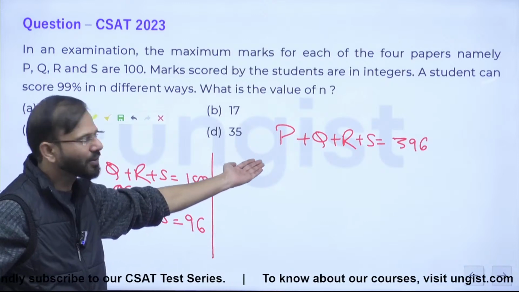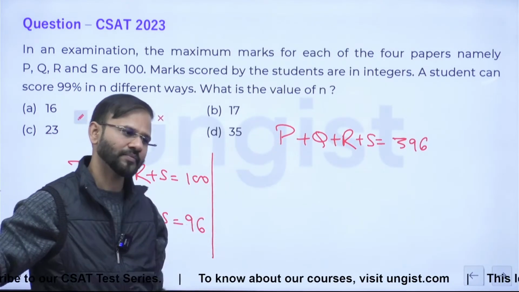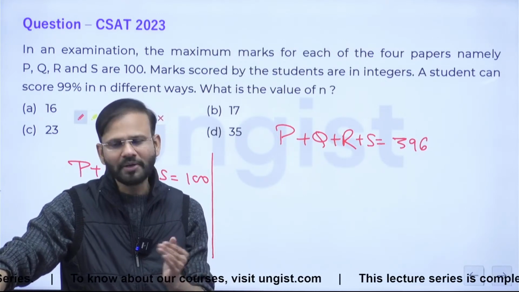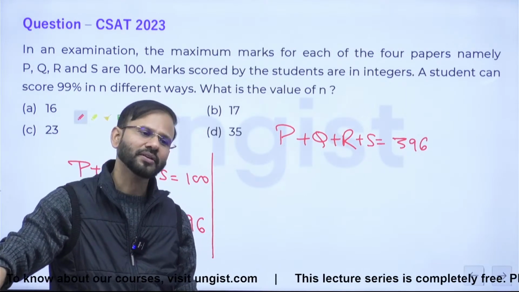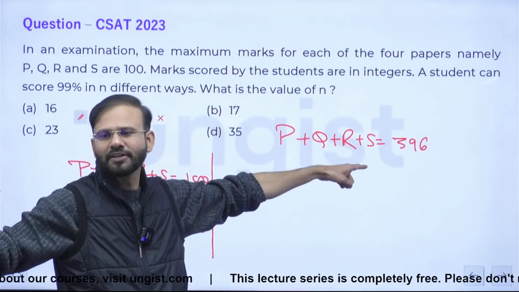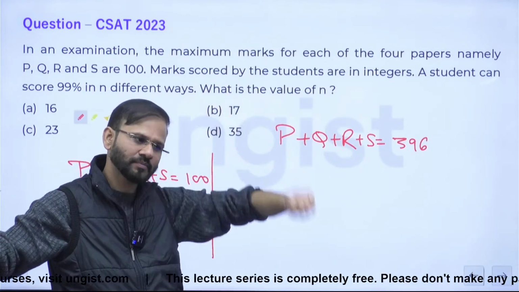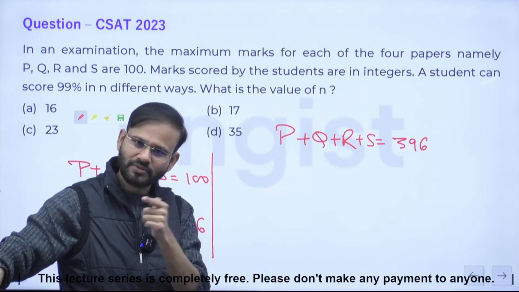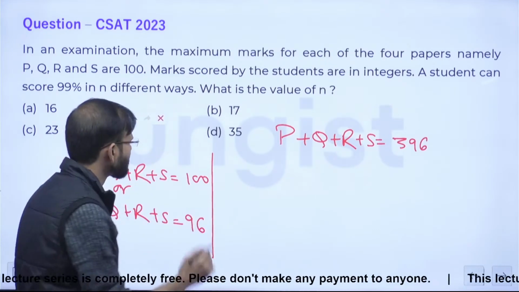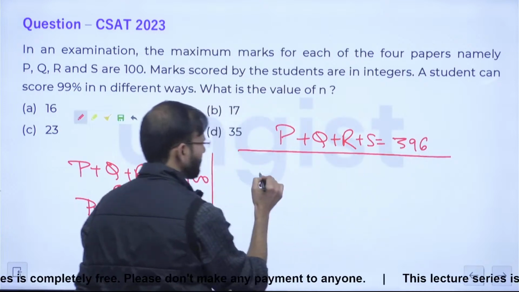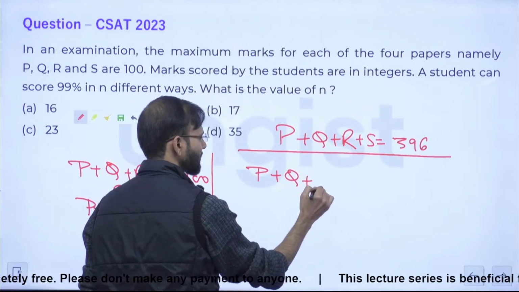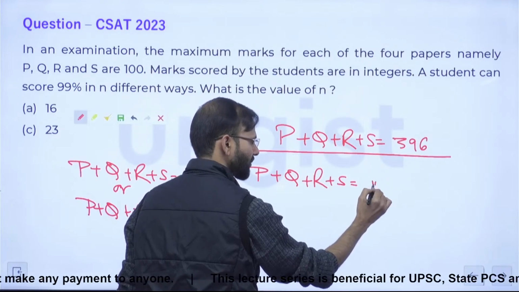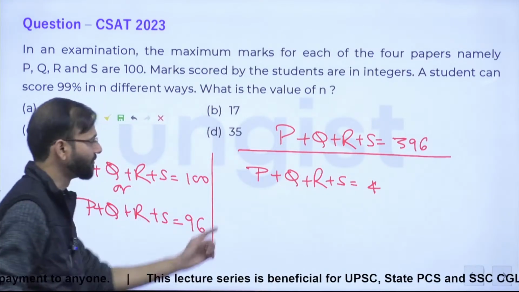Now, think about the complementary part of this. How much less marks is he getting from the maximum marks? 4 marks less. So this 4 marks deficiency will be distributed among these four subjects. So P plus Q plus R plus S is equal to 4, the deficiency actually.